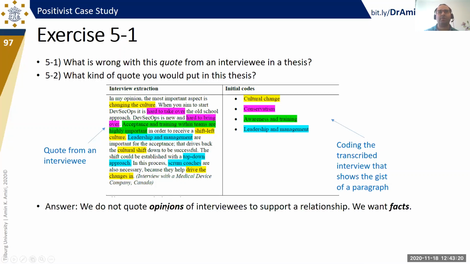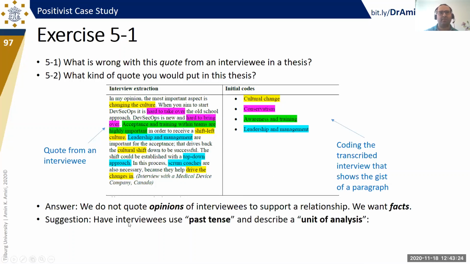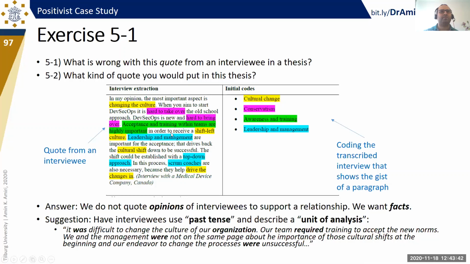Again, we do not quote opinions. We want facts. Have interviewees use past tense and describe the unit of analysis. These are general things. It's as if this is a literature. It's not data about a unit of analysis in the world. That's another issue here. He has to say it was difficult to change the culture of our organization. See, it's about a unit of analysis and it's in past tense.